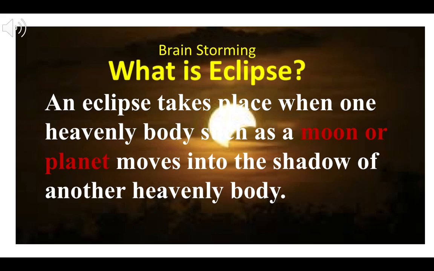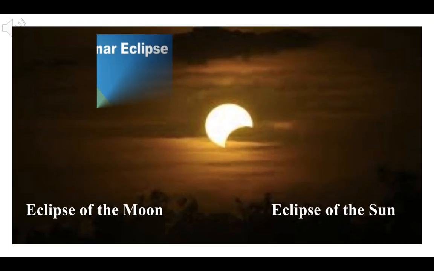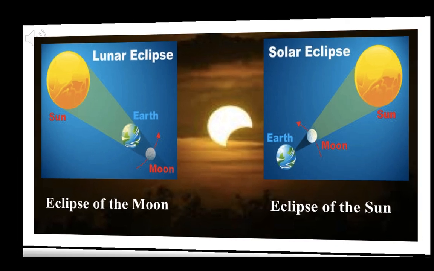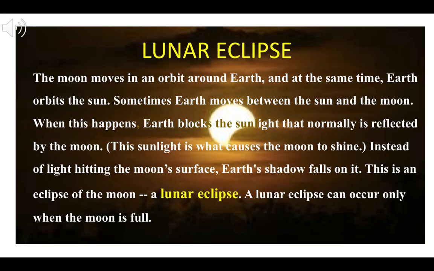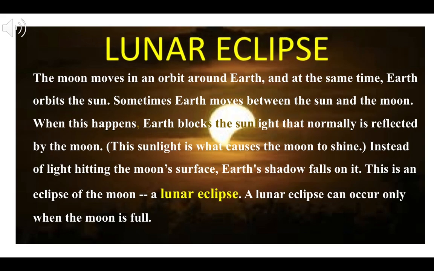Before proceeding to the main topic, you must know what an eclipse is. An eclipse takes place when one heavenly body such as a moon or planet moves into the shadow of another heavenly body. There are two types of eclipses on Earth, an eclipse of the moon and an eclipse of the sun. First of all, I will explain what a lunar eclipse is.